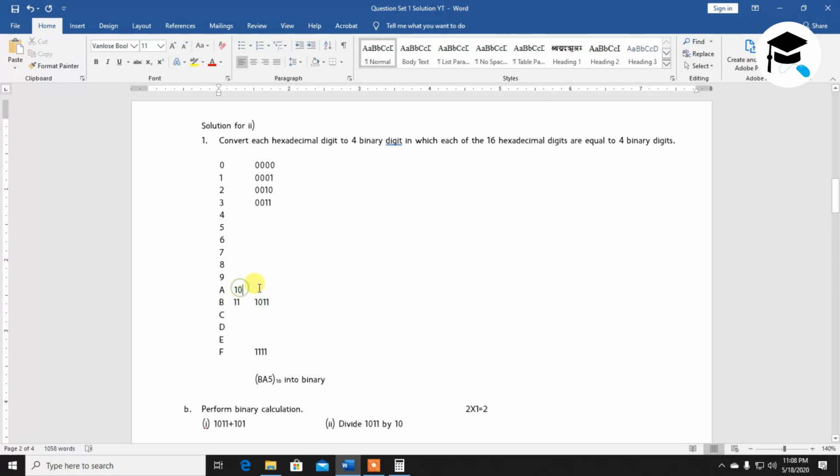Okay. Similarly, for 10, what will it be? It will be 1 0 1 0. So instead of B, what can be written? 1 0 1 1 can be written. Instead of A, what can be written? 1 0 1 0 can be written.